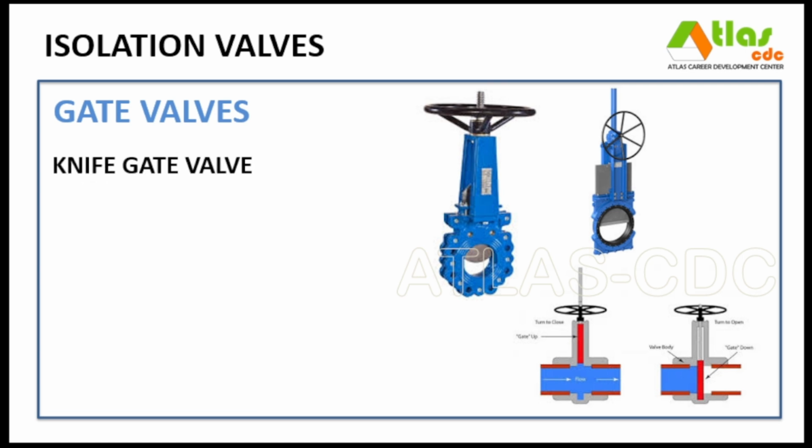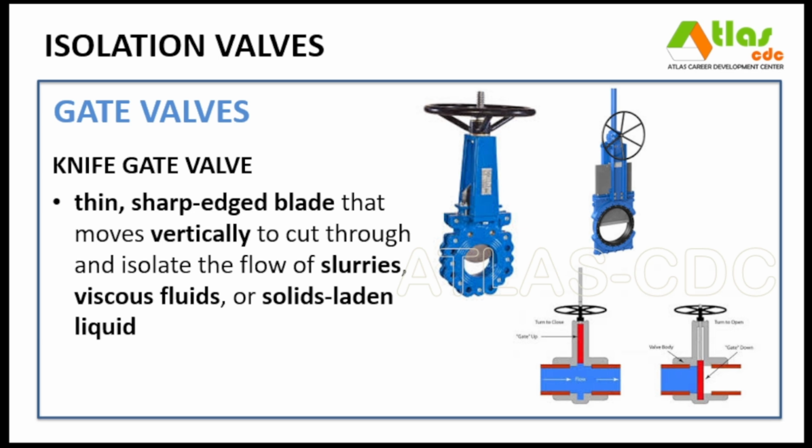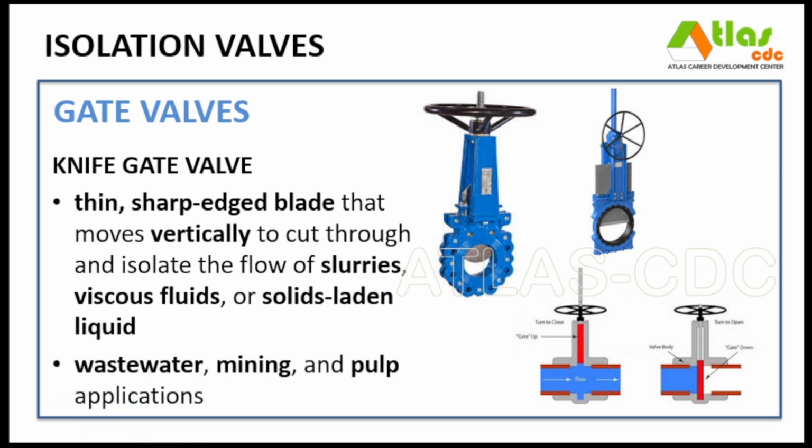A knife gate valve operates using a thin, sharp-edged blade that moves vertically to cut through and isolate the flow of slurries, viscous fluids, or solids-laden liquids. Its mechanism is ideal for on or off control, especially in wastewater, mining, and pulp applications.